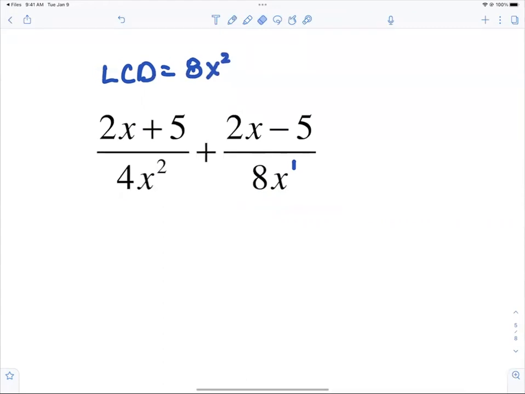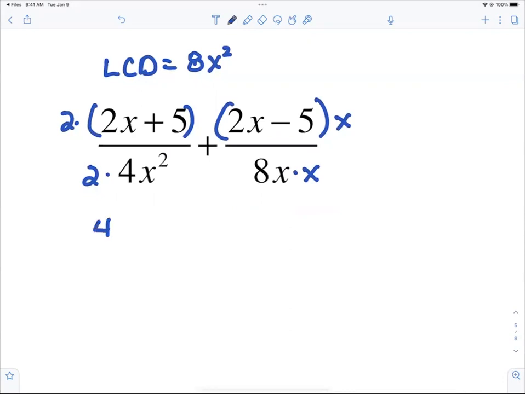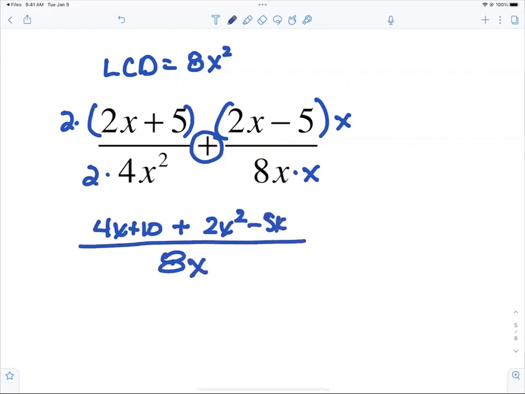I have binomials in both fractions in the numerator, so I'm going to go ahead and put those in grouping symbols so that I distribute whatever additional term I'm bringing into the problem to the expression. The first ratio needs to pick up a factor of 4, and the second ratio needs to pick up a factor of x. So I'm going to be distributing those additional factors to the numerator. So the first numerator is 4x plus 10. The two fractions are connected by addition, so I don't have to worry about a negative sign. And then I have 2x squared minus 5x. And then my common denominator is 8x squared.